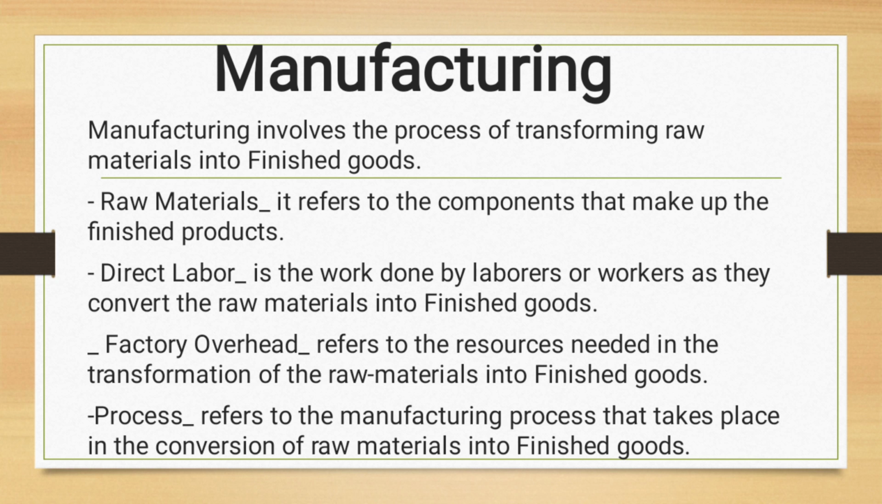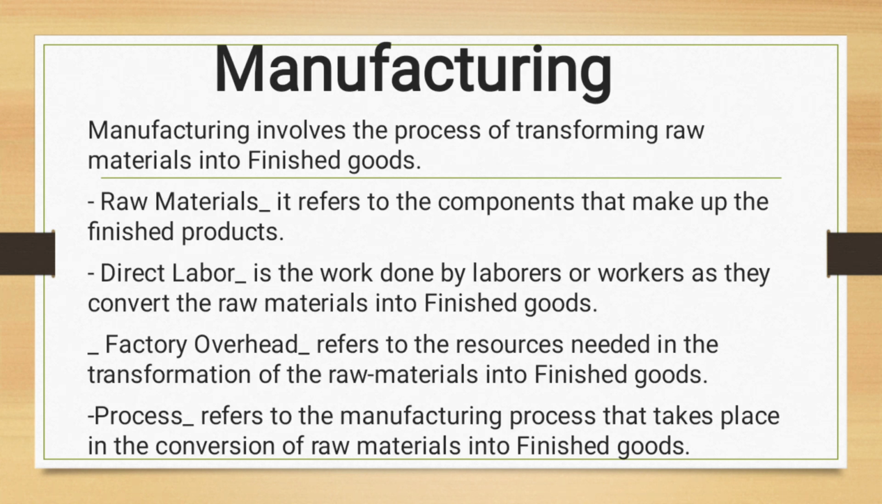Then we have the direct labor, which is the work done by laborers or workers as they convert the raw materials into finished goods. Direct labor is measured by the number of hours put in by the worker in his work. Then we have the factory overhead, which refers to the resources needed in the transformation of the raw materials into finished goods. Again, it refers to resources such as utilities like electricity bills, the water, the phone bills, and etc.